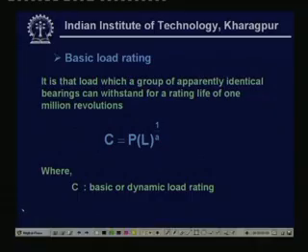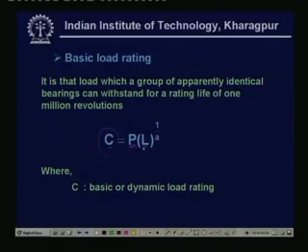So, we consider one interesting situation, the basic load rating. This basic load rating is that load which a group of apparently identical bearings can withstand for a rating life of 1,000,000 revolutions. So, if in our earlier expression either L1 or L2 becomes 1,000,000, we consider the corresponding load as C, and this is called the basic or dynamic load, and the corresponding P and life are as shown. Now, what does it physically interpret? It means that the bearing will have a life of only 1,000,000 revolutions.